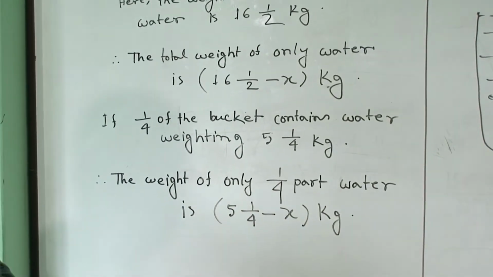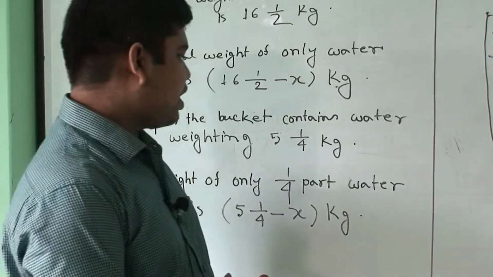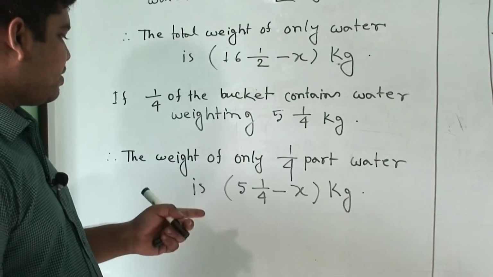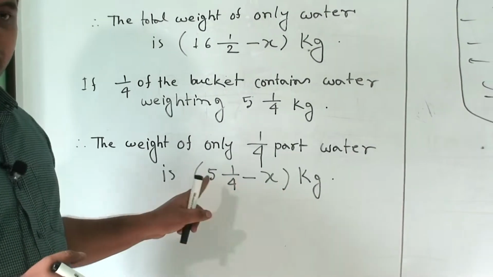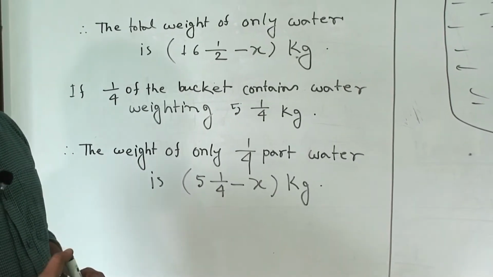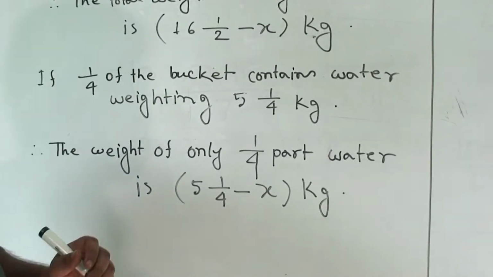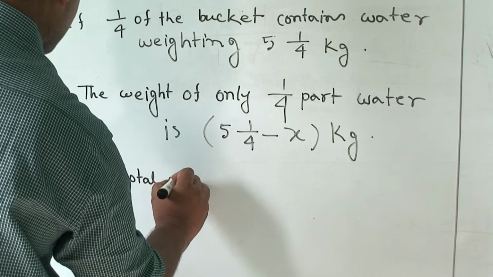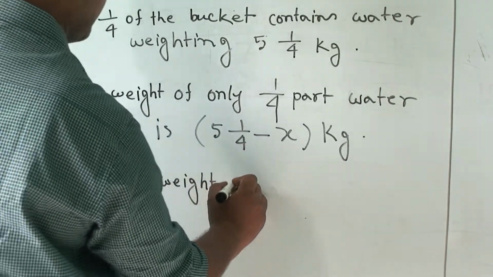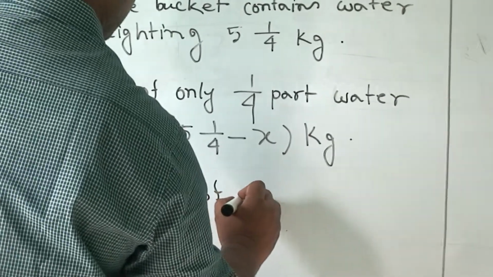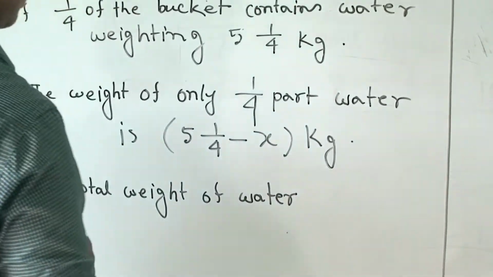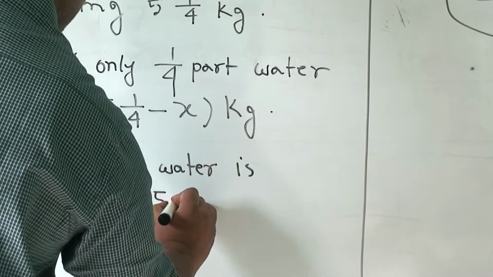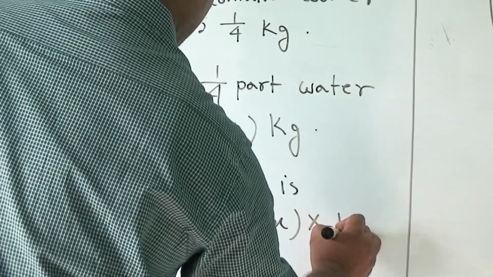But if I told you that the total bucket is full of water, then what will be here? 1/4 part. That means if we multiply this expression by 4, then we get the total weight of full water of the bucket. So now write, so the total weight of water is 5 into 1/4 minus x multiplied by this 4.